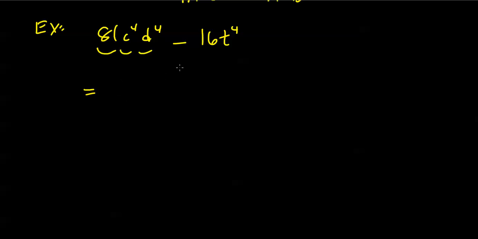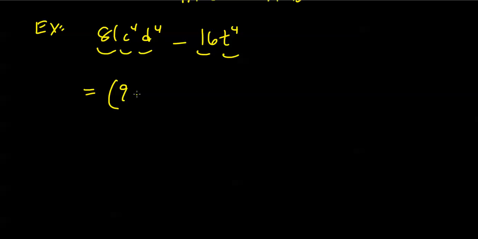I believe this next one's on your homework list. 81 c to the fourth d to the fourth minus 16 t to the fourth power. Well, again, I should look for a GCF first, but I don't see any meaningful GCF here. I'm not going to bother to factor out a 1 or a negative 1. Well, 81 is a square, c to the fourth and d to the fourth are squares, 16 is a square, and of course t to the fourth power can also be viewed as a square.